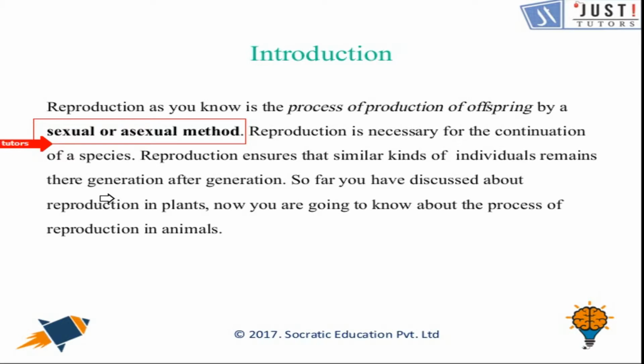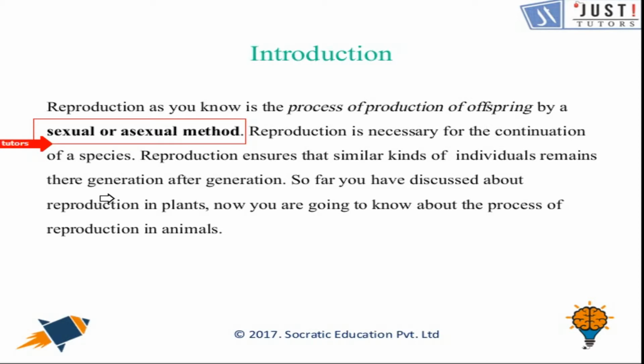Reproduction ensures that similar kinds of individuals remain generation after generation. For example, a human being reproduces a baby child that grows up as another human being. Similarly, a dog reproduces a puppy that grows up as a dog. A cat reproduces a kitten that grows up as a cat. So these are a few examples that show reproduction in different individuals or different species.